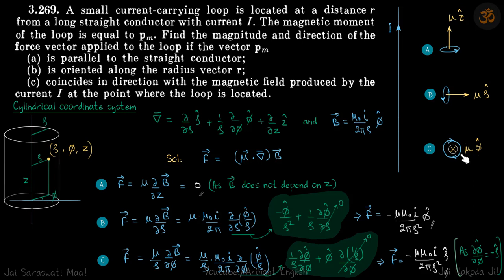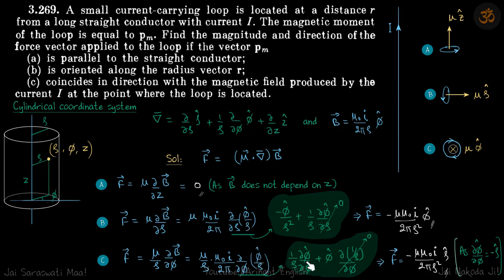Third case, mu is mu phi cap. If you do mu dot del, these two terms will become 0. So it will be 1 by rho into mu into dou by dou phi. That will be mu dot del on the B vector. So mu by rho dou by dou phi on the B vector. The B vector is again, if you take the constants out, dou by dou phi of phi cap by rho, just like this.